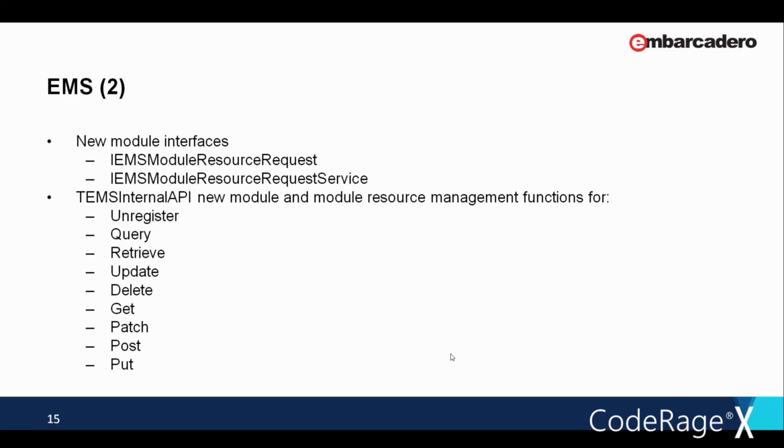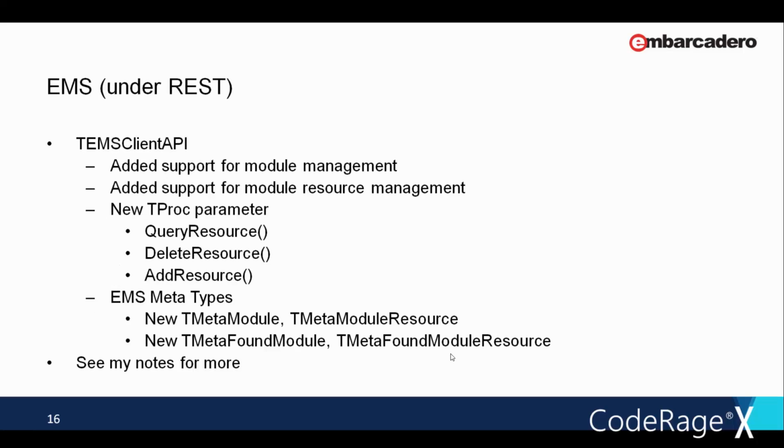which are the ModuleResourceRequest, which is basically a GetName call, and a ModuleResourceRequestService. And then the EMS internal API has module and resource management functions for unregister, query, retrieve, update, delete, get, patch, post, and put. So you can see there's a lot more support for convenient dynamic management of modules in EMS just by seeing what's in that internal API.